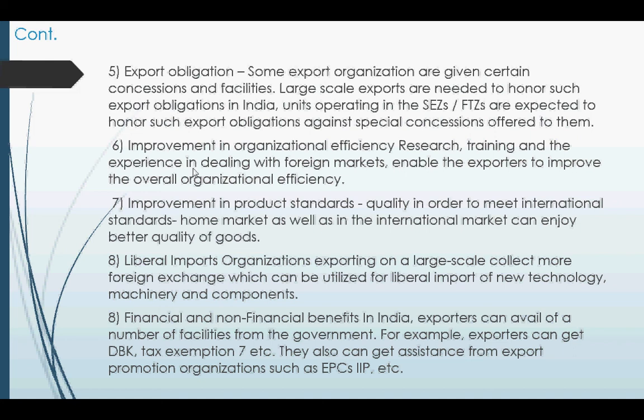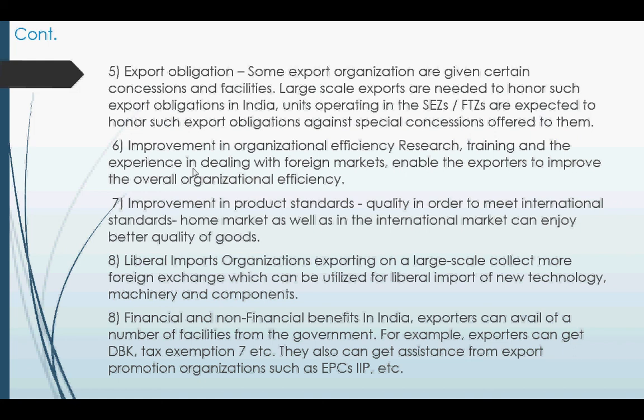Sixth, improvement in organizational efficiency. Research, training, and the experience in dealing with foreign markets enable the exporters to improve overall organizational efficiency. Seventh, improvement in production standards. Quality: in order to meet the international standards, obviously the export enterprise has to produce commodities of high quality. Okay, the home market as well as the international market can enjoy better quality goods because of export marketing.